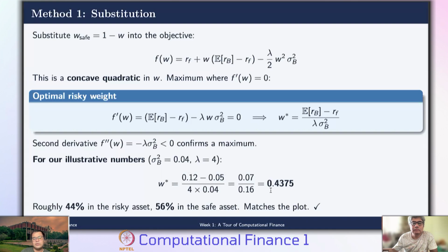Which was pretty close to what Shorish had suggested you should get if you do the rough grid search that we have. So the interpretation again is roughly 44% in the risky asset and 56% in the safe asset. If you had done the plot, this should match the plot. Now, you got roughly 44 there, and here you are getting 43.75%. One way of addressing that is probably to make the grid finer. I think that is discussed in the next slide.